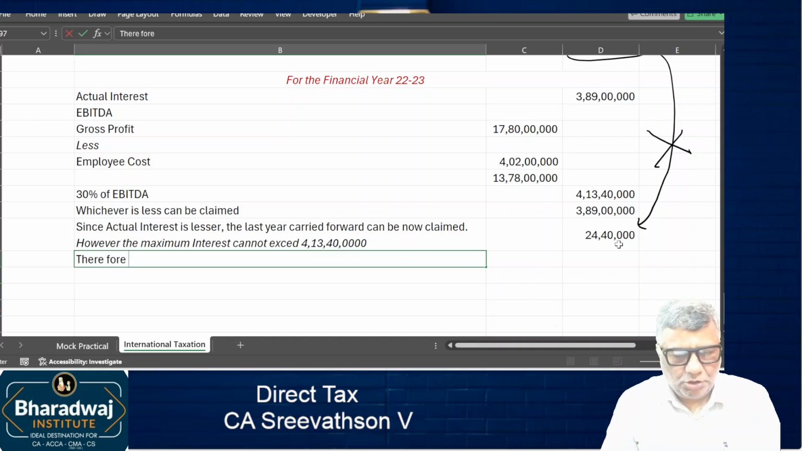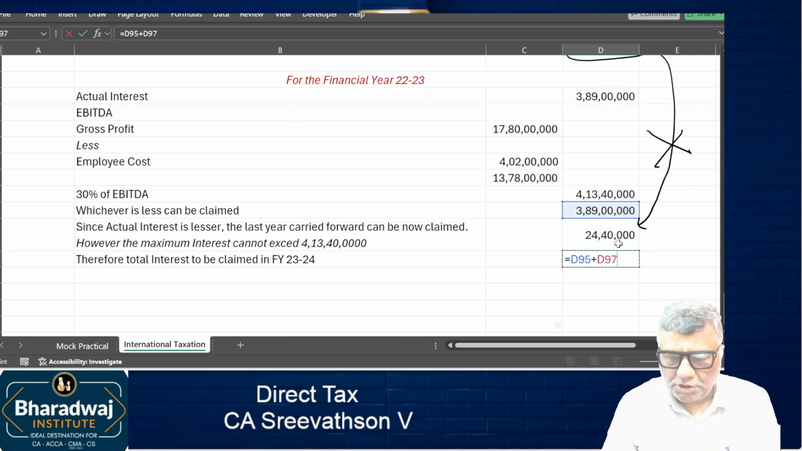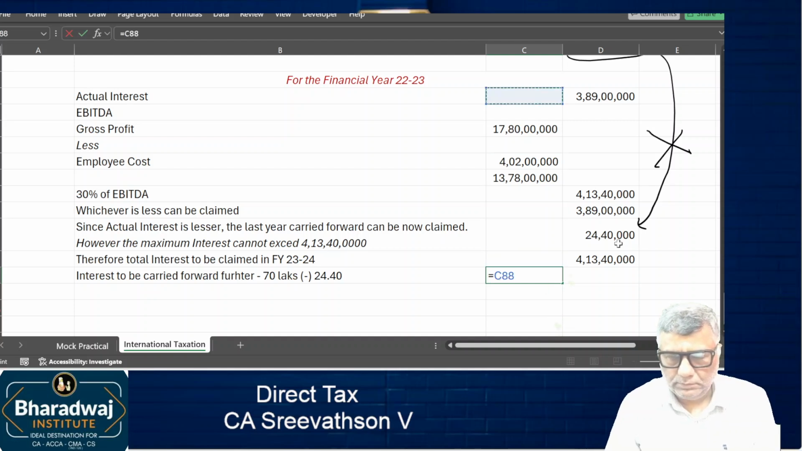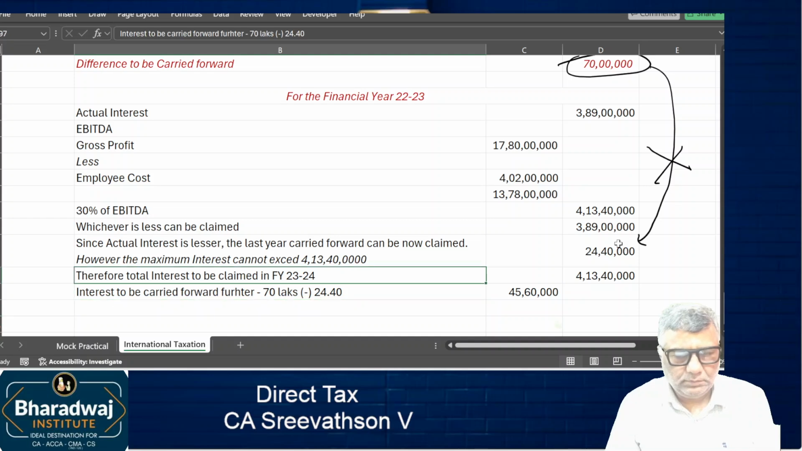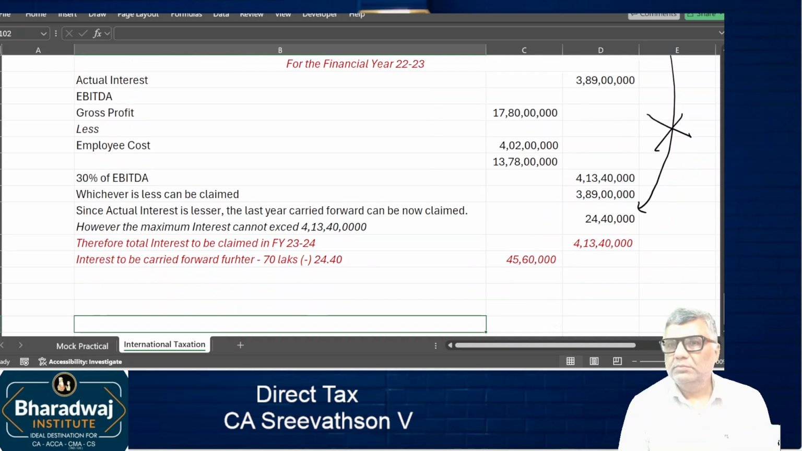Therefore, total interest to be claimed in financial year 23-24 is this much. Interest to be carried forward further is 70 lakhs minus 24,40,000. Hope you are all understanding this. With this one question you will be very clear with 94B. Though I have one or two more questions, generally I'm saying.